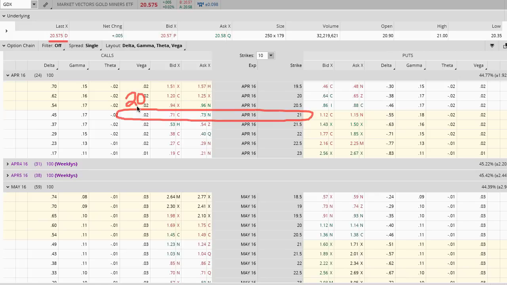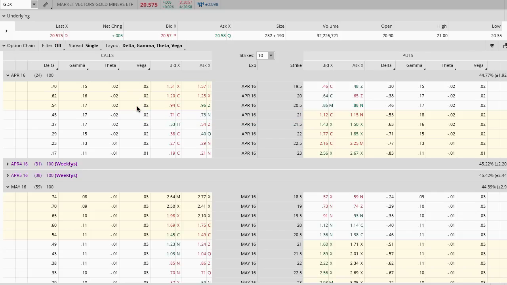The stock could stay exactly the same. We could be in the same day, with the same time between now and expiration. Everything else being equal, just a rise in implied volatility, or the market expecting the stock to be more volatile than it was before, causes an increase in the value of these options.